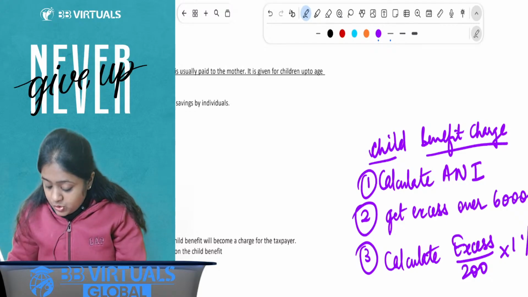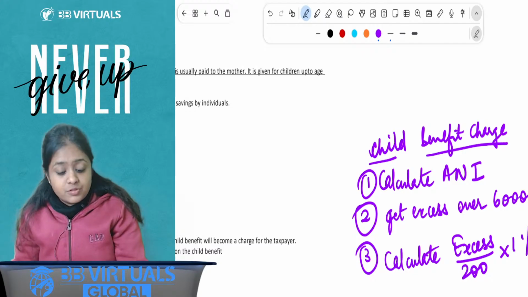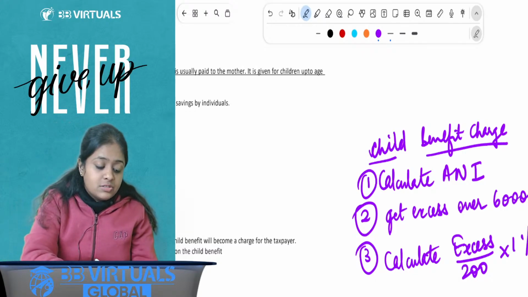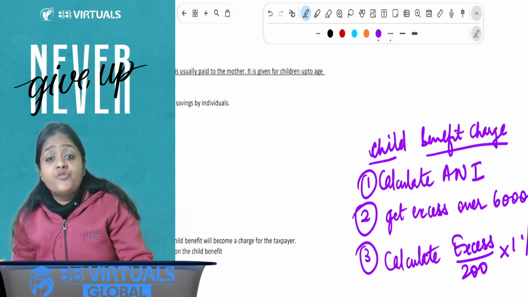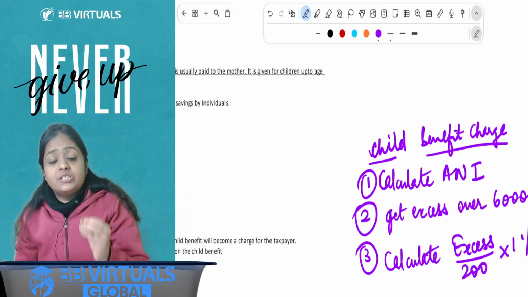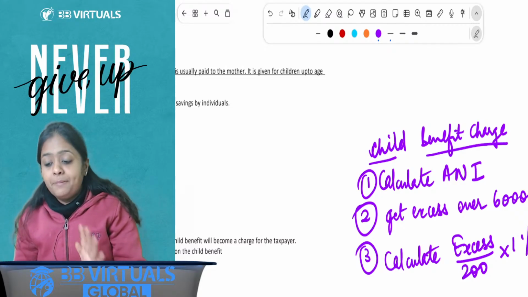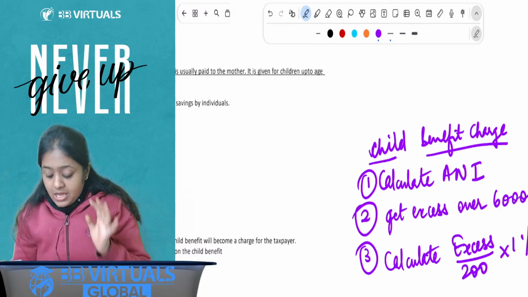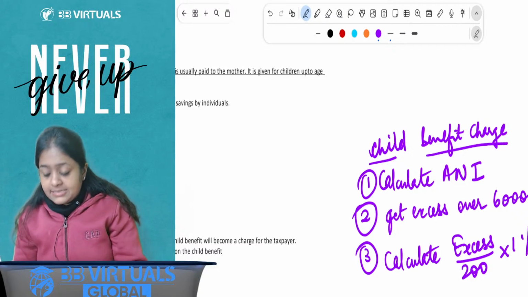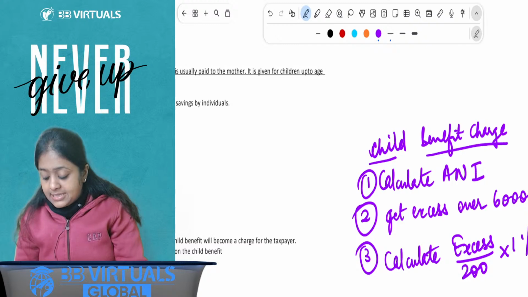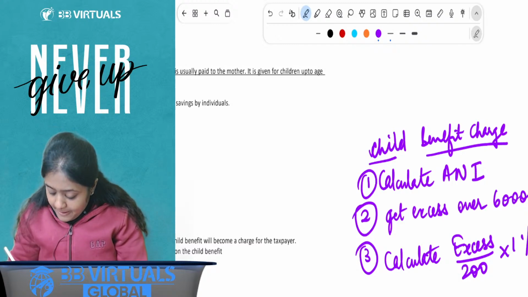So let's say the excess is 10,000. Then it will be 10,000 divided by 200 multiplied by 1%, which is 50%. So 50% of the child benefit that you receive will be the child benefit charge. Simply, calculate ANI, get the excess over 60,000, calculate excess divided by 200 multiplied by 1%, and fourth, that will be the child benefit charge.